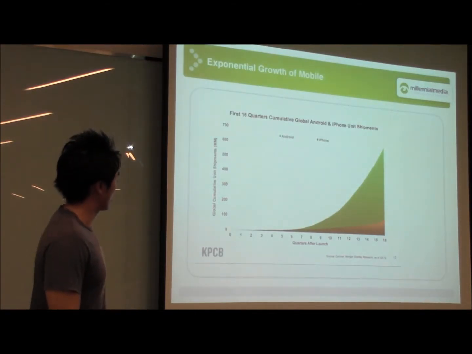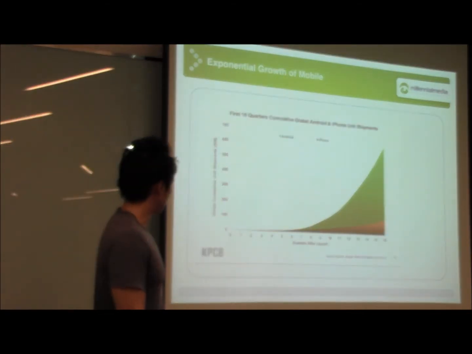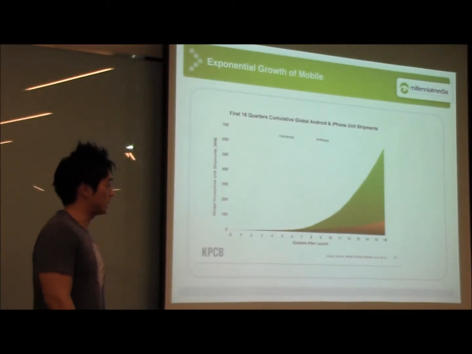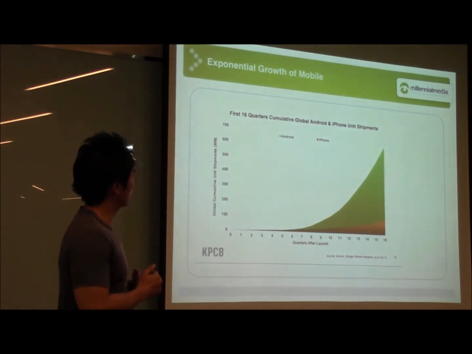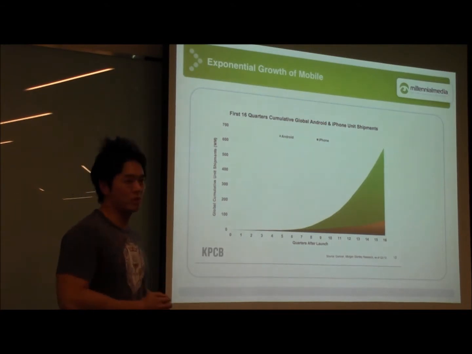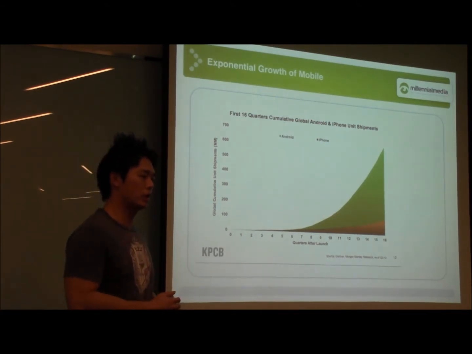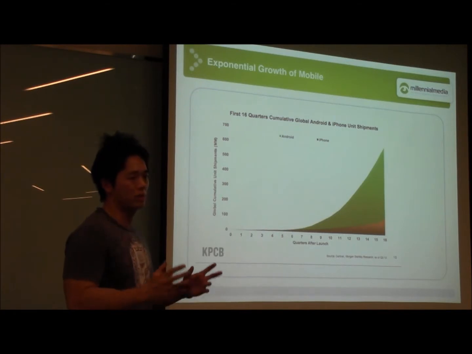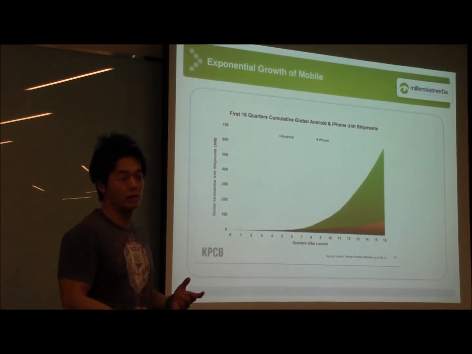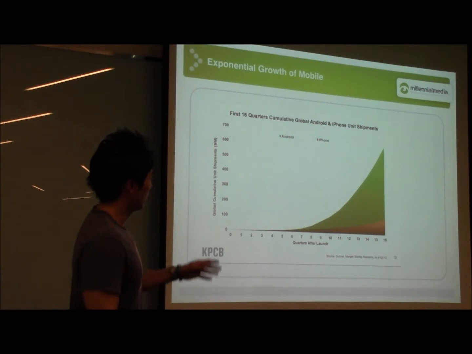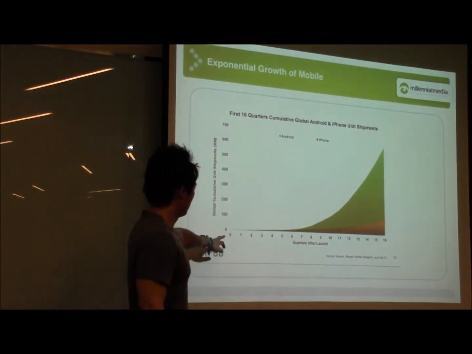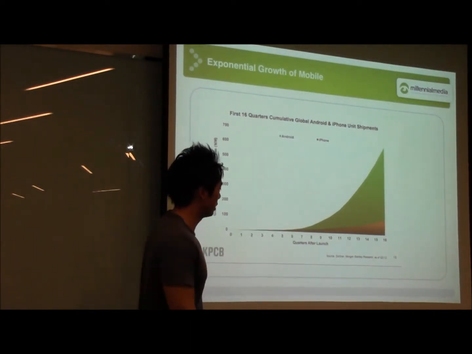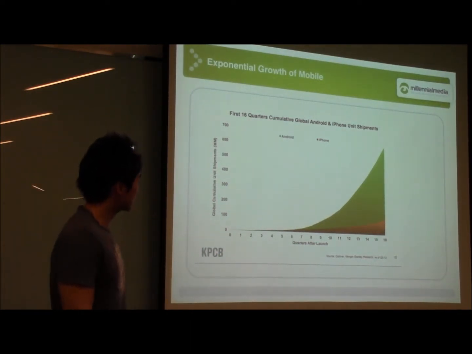Next up, I want to show you this chart. It's by Mary Meeker of KPCB, a big investment VC in Silicon Valley. This chart shows you the first 16 quarters of cumulative global Android and iPhone unit shipments. Basically, it shows you the adoption rate of smartphones. Right now, when we say smartphones, what we're really thinking about is Android and iOS. And as you can see, the chart basically shoots up. This is month 0, and 16 quarters later, that means 4 years.